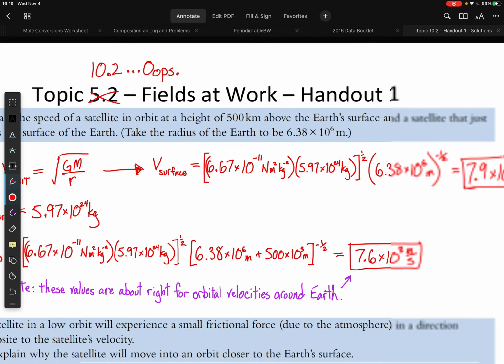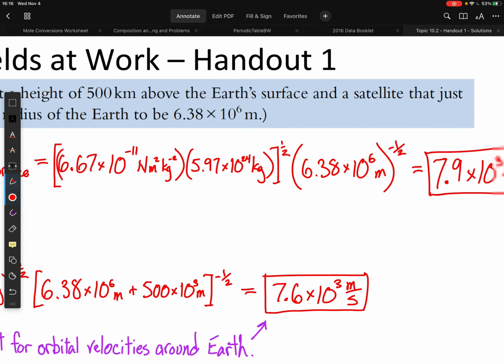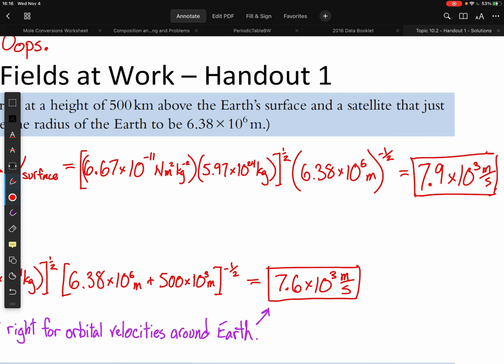Okay, so at the surface of the planet, we can plug in our numbers and everything is pretty straightforward, just algebra, and you will find that your final answer is 7.9 times 10 to the 3 meters per second, or 7,900 kilometers per second.